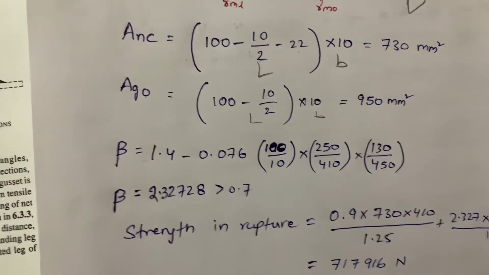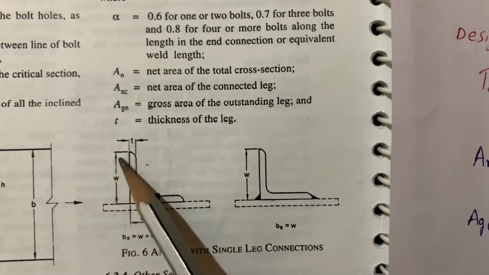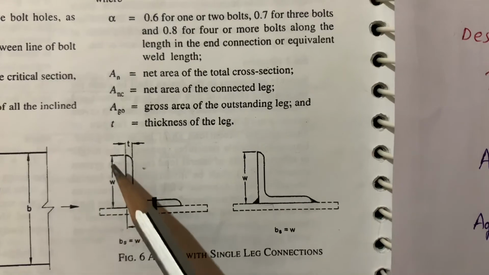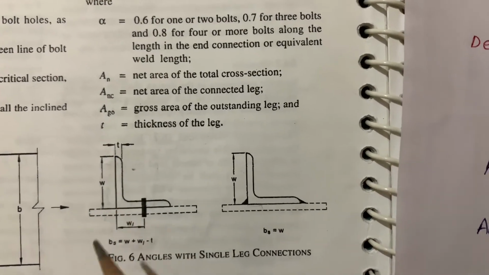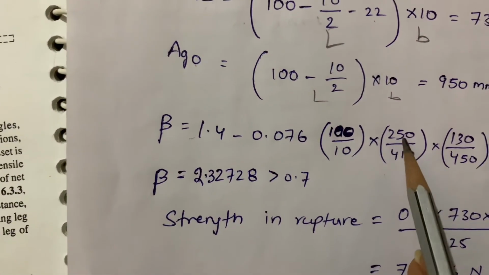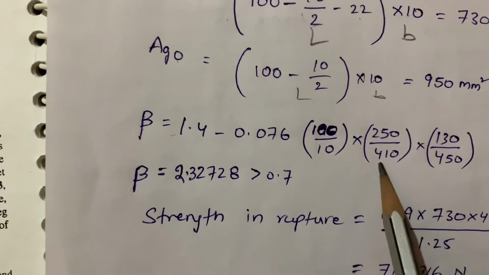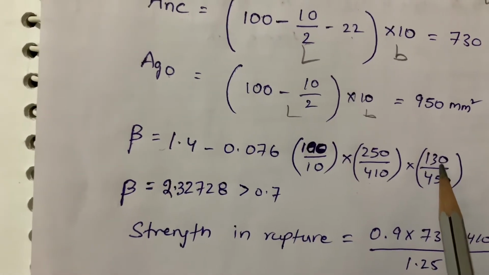So I will show you in the diagrammatical representation. Here, suppose the angle section is like this. This is the W, W means this total distance, that is 100. So I wrote 100 and thickness is 10. Fy, yield stress, is 250, and 410 is the ultimate strength of the plate, into 130, that is Bs.